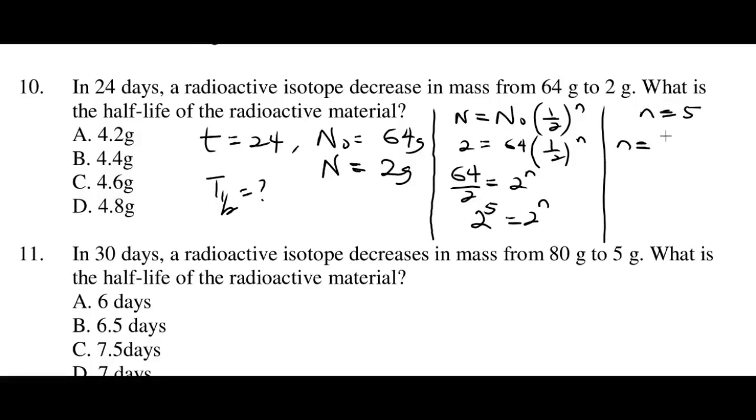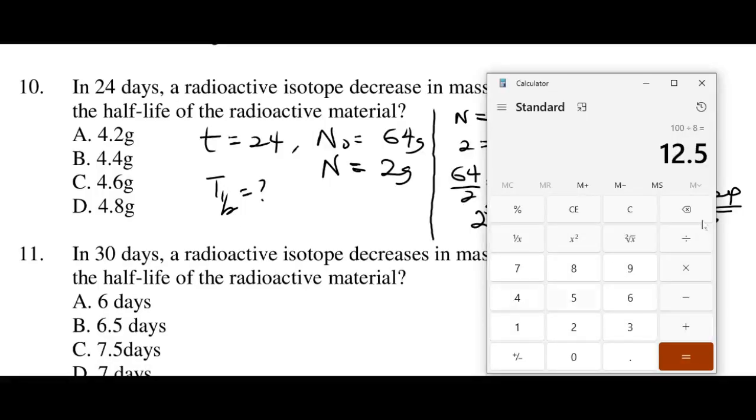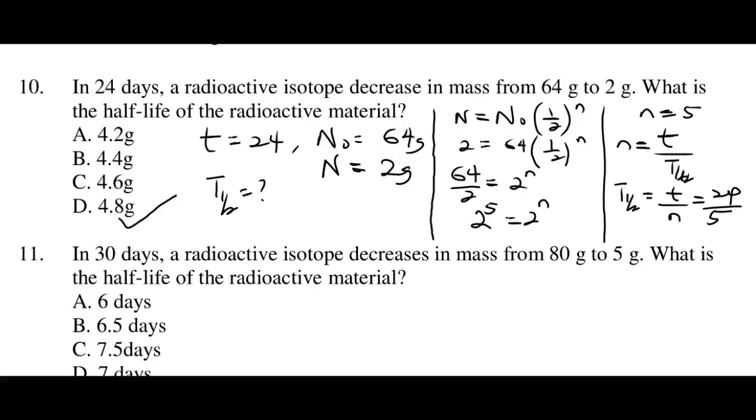And don't forget that n is time taken over half-life. So they ask us to look for the half-life. So that will be t, which is time taken, over n. The t given to us is 24, and the n we got is 5. So 24 divided by 5 gives us 4.8. So the answer to this question is option D, 4.8.